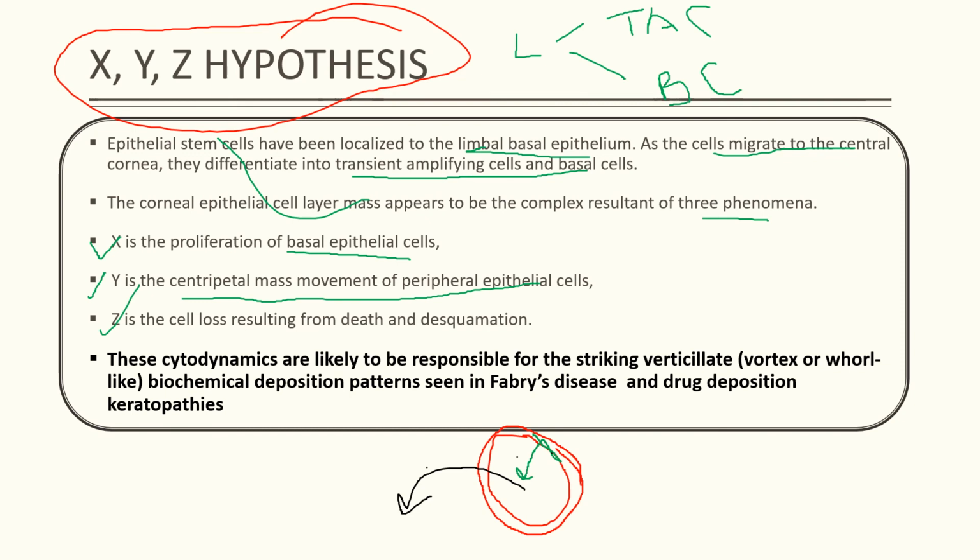Now these cytodynamics are responsible for the striking verticillate, the vortex or whorl-like pattern of deposition which is seen in Fabry's disease and the drug deposition keratopathies, which is like this. Once you see it, you will understand it better, but it is like something which is coming from the periphery towards the center. This is the pattern of drug deposition.